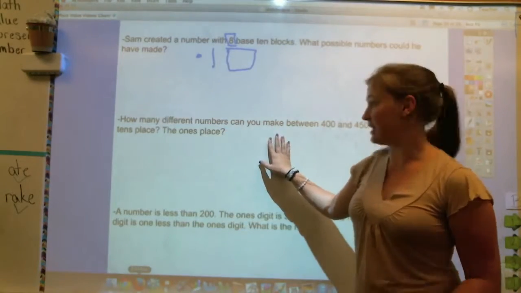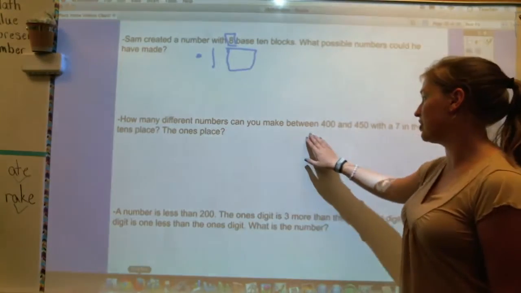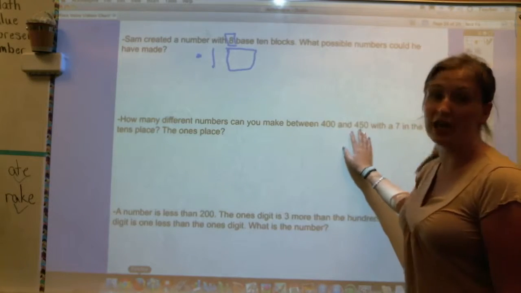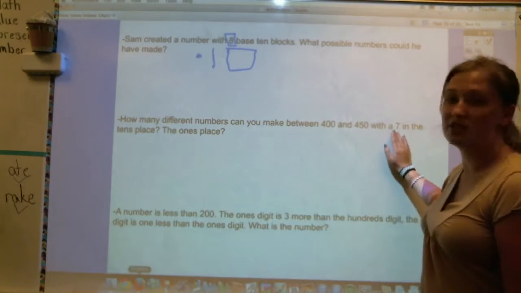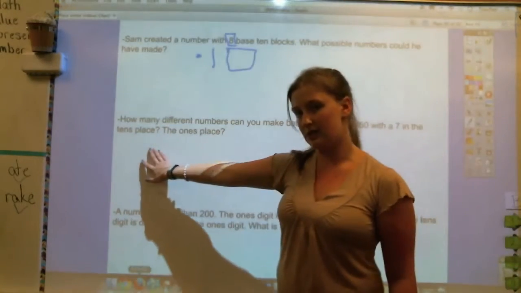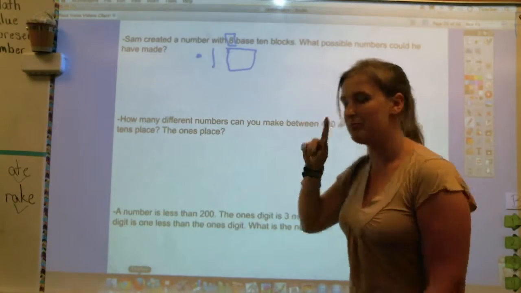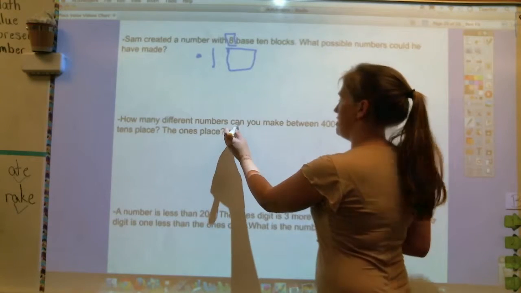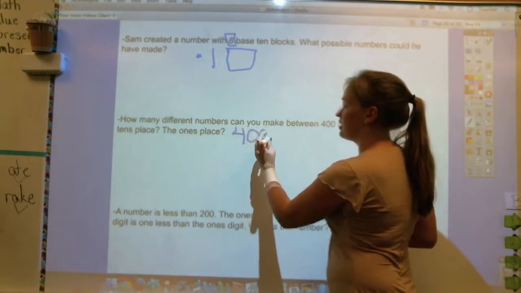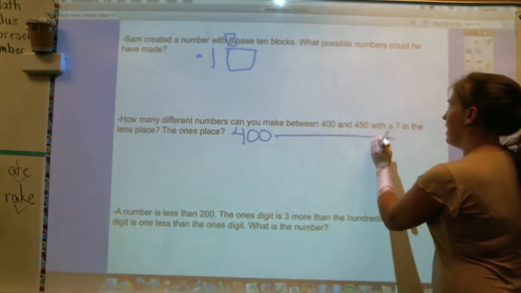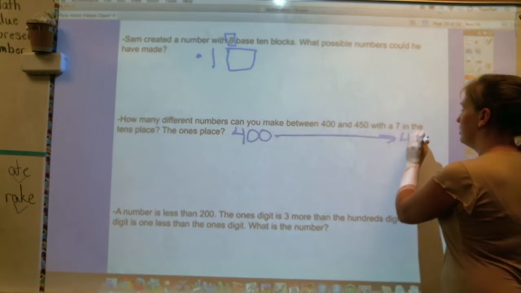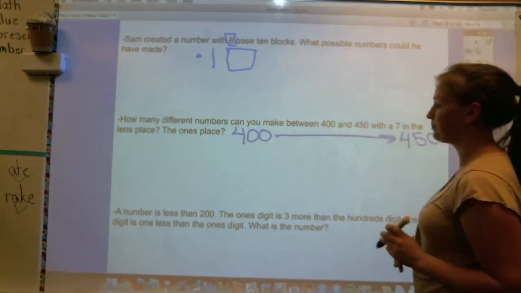The second one says, how many different numbers can you make between 400 and 450 with a 7 in the tens place? How about in the ones place? So this was like that problem I did before with a number line, where this was my starting number and I came all the way through to my ending number.